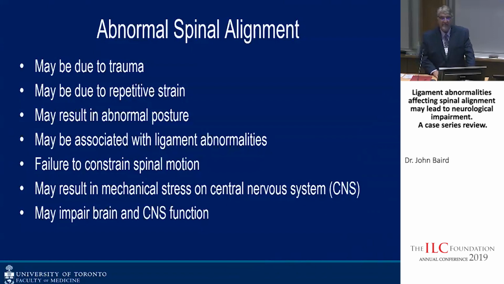So I'd like to think that on a continuum, there may be a precipitating event that leads to persisting misalignment. And for normal ligaments, that threshold may be described as a trauma resulting in injury, but maybe for other people with ligament abnormalities, it may not take quite as much force or quite as much energy to cause a similar kind of problem. But ultimately, as a result, it can lead to a failure of ligaments to constrain the normal movement. We're going to be looking a little bit at movement today with some of the imaging. And as a result, this can put direct mechanical stress on the central nervous system, and it may impair brain and central nervous system function.